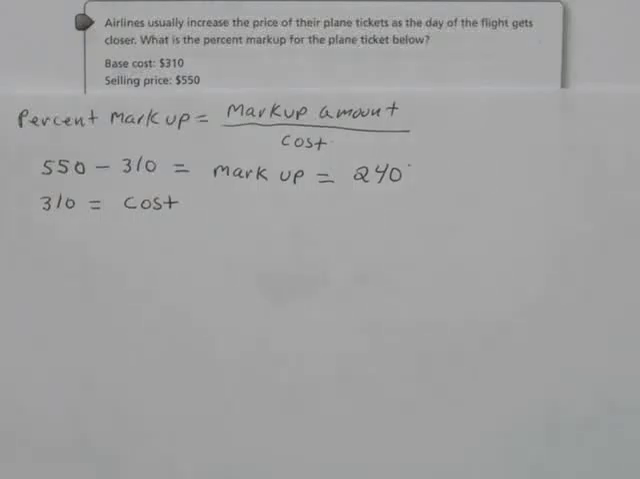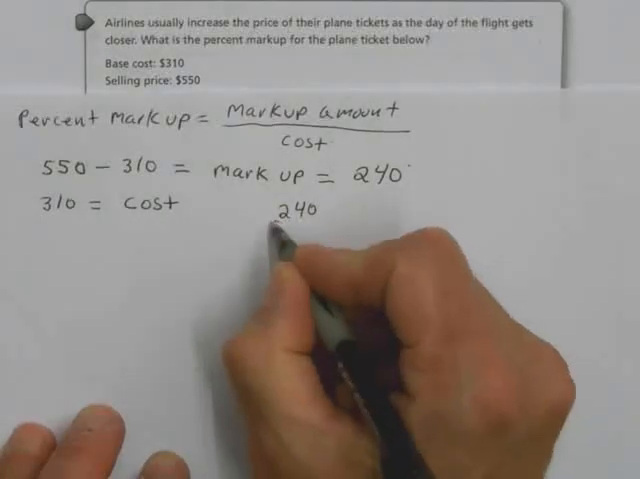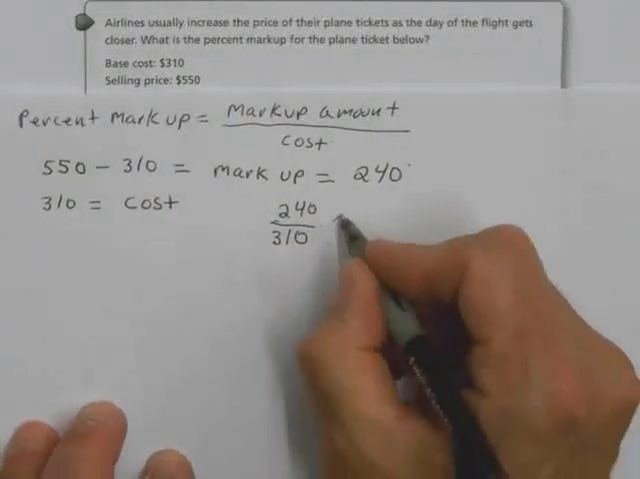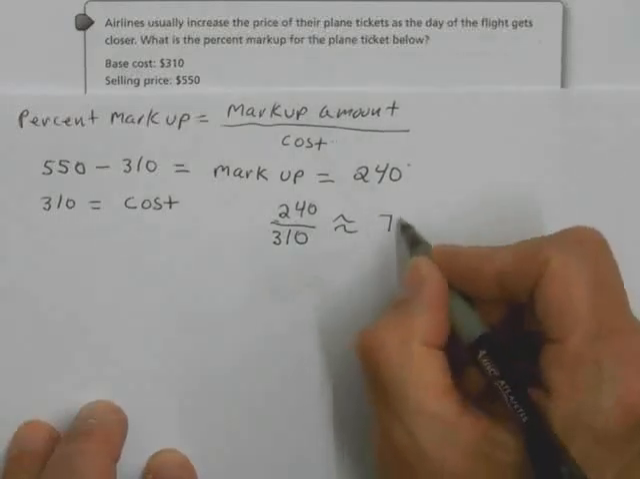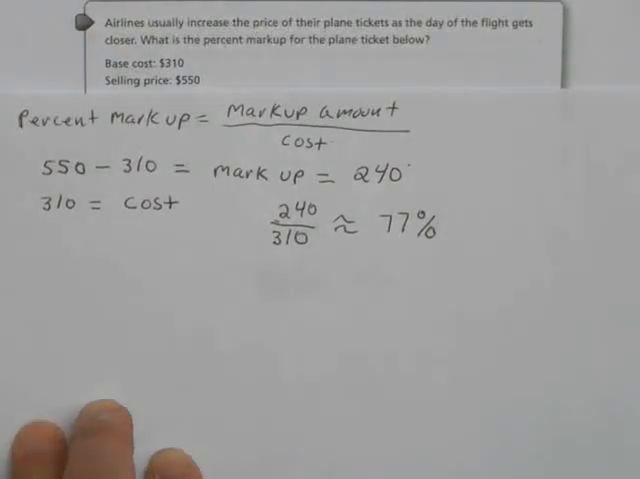So let's do that. If I divide 240 by 310, that comes out to be about 77%. So what is the percent of markup? It would be 77%. Remember, you're going to get a decimal, and you're going to have to convert that decimal into a percent.